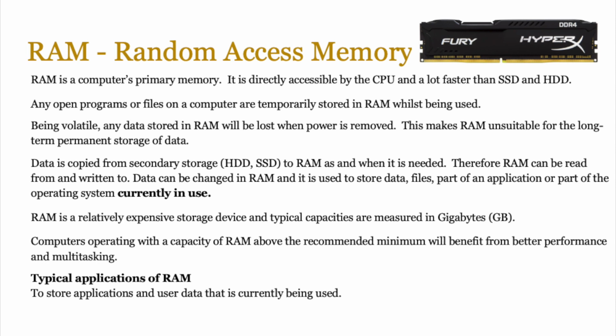And similarly, we'll need to load things from hard disk drives to get that into RAM so it can be used by the CPU. RAM can therefore be read from and written to, and data can be changed in RAM itself, and it can be used to store data, files, part of an application, or part of the operating system that's currently in use. So the term currently in use is very important. It normally gets you a mark. RAM is relatively expensive because it's super quick, and typical capacities of RAM are measured in gigabytes.